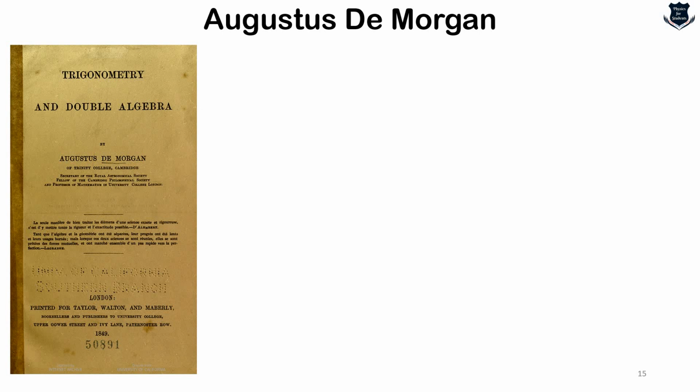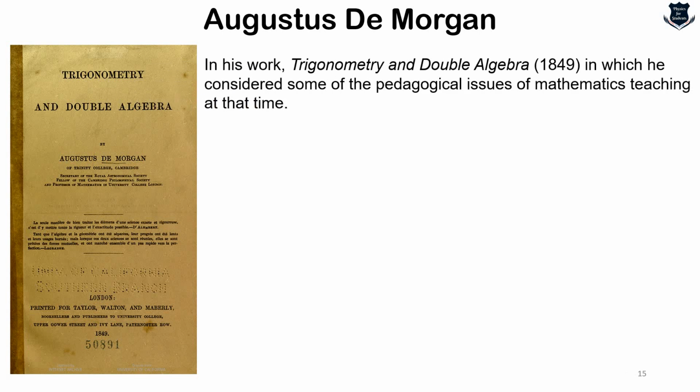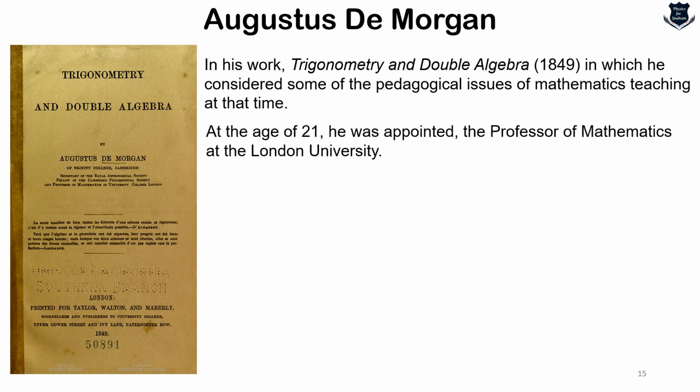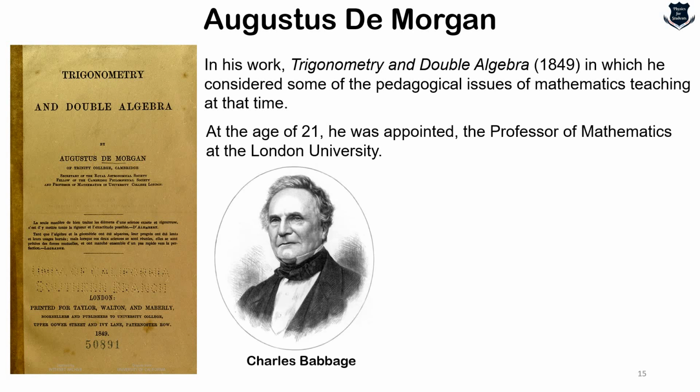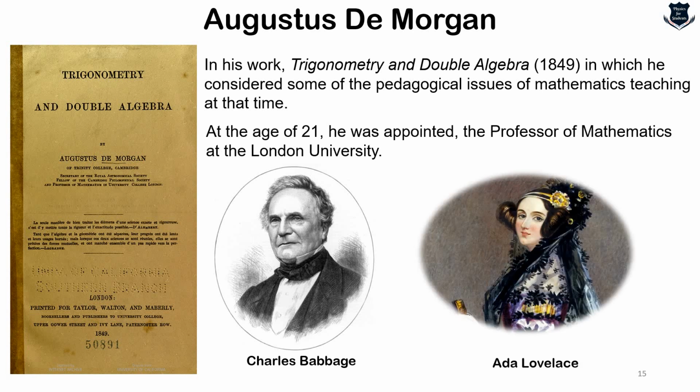As you can see, Augustus De Morgan of Trinity College, Cambridge, wrote what is considered one of the most important works, and addressed other pedagogical issues of mathematics teaching at that time. At the age of 21, he was appointed professor of mathematics at London University, and he taught two great stalwarts, Charles Babbage and Ada Lovelace, whose teaching and foundations further helped us in understanding and formulating the modern theory and understanding of computers.